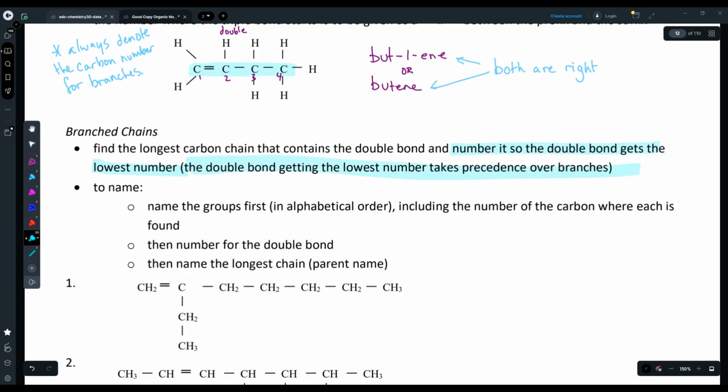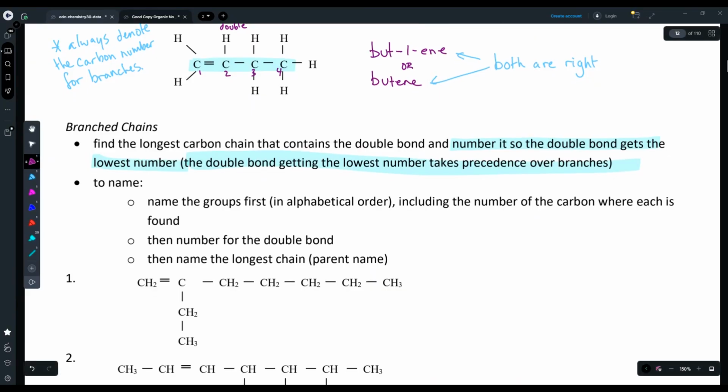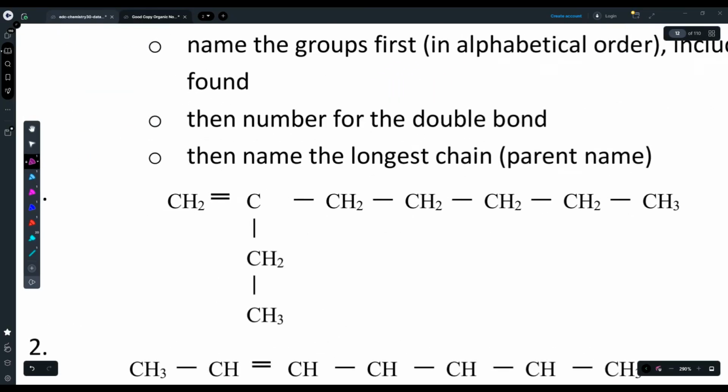So to name, you're going to name the groups first in alphabetical order, and you're going to include the number of the carbon where each is found. Then you're going to have the number for the double bond, and then the name for the longest chain. Okay, so those are all pieces of the puzzle that you need to be including here. All right, so let's look at this first one.